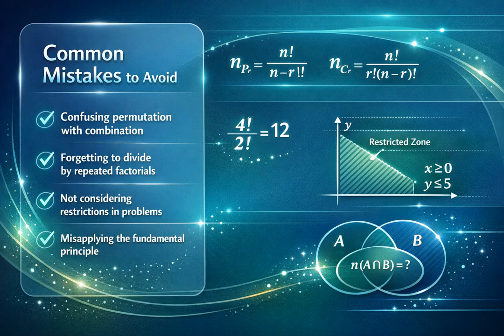Watch out for common mistakes. Don't confuse permutations with combinations. Always check if order matters. When objects repeat, remember to divide by the appropriate factorials. Read problems carefully for restrictions. Make sure you're applying the fundamental principle correctly to each situation.